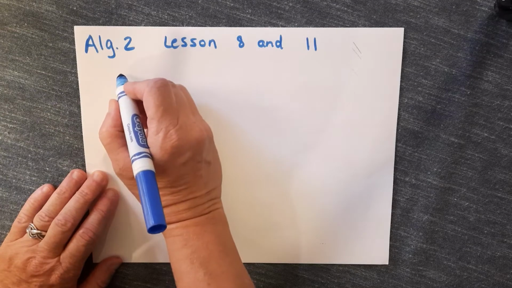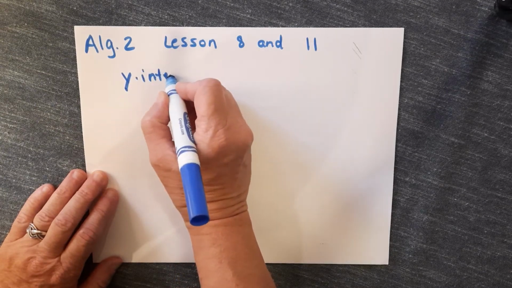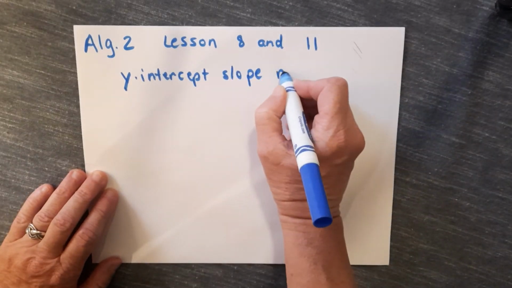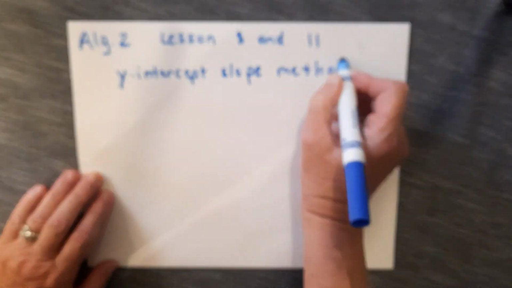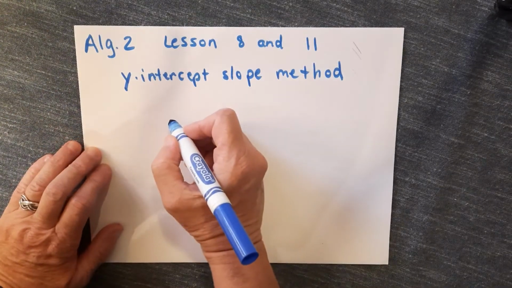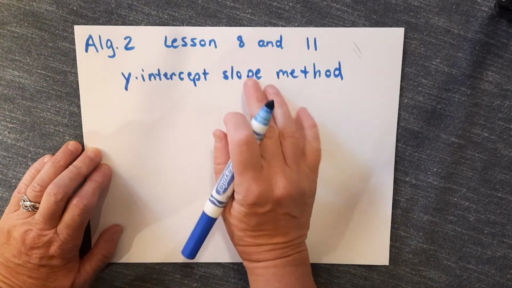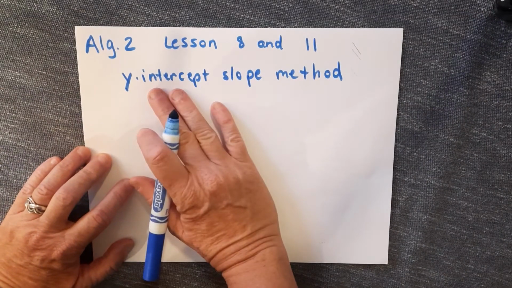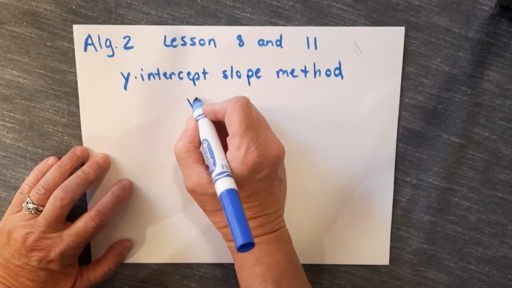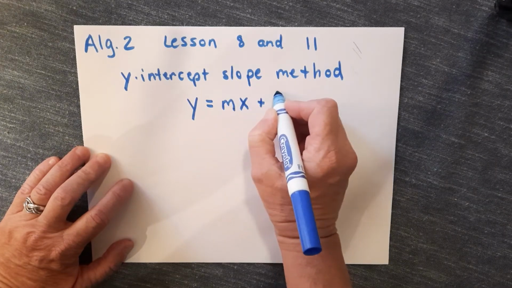Lesson 8 was something we did talk about. It's graphing a line using the y-intercept slope method. So to understand how to do that, we have to know the formula of how to write a line using this method, and it would make it easier to graph if we put the equation of the line in this formula. So it would be y equals mx plus b.